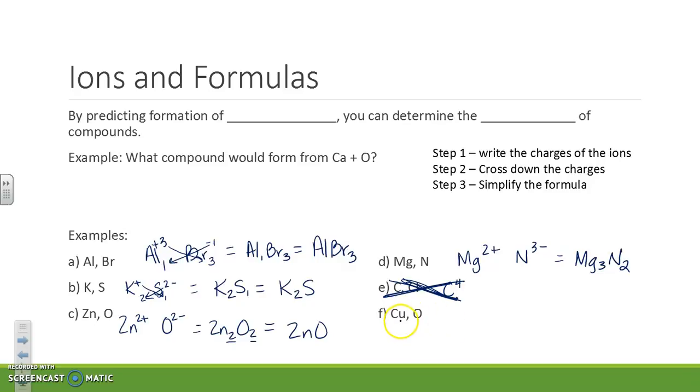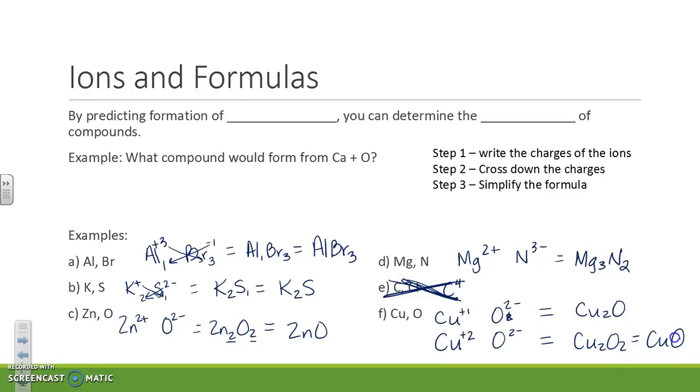Now copper here. Copper can have a +1 charge, and copper can also have a +2 charge. Oxygen can only have a -2 charge. When we cross these, if it was copper with a +1, we would have Cu2O, and if it was copper with a +2, we would have Cu2O2, which simplifies into CuO. We just didn't designate, so you would give me both.